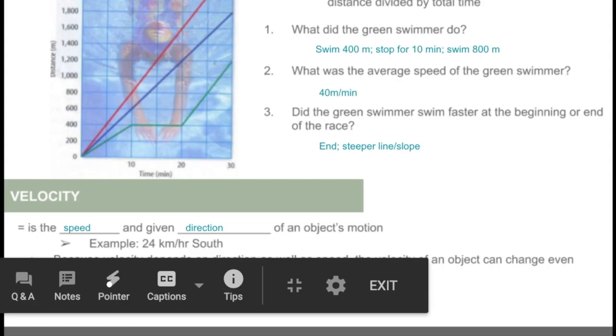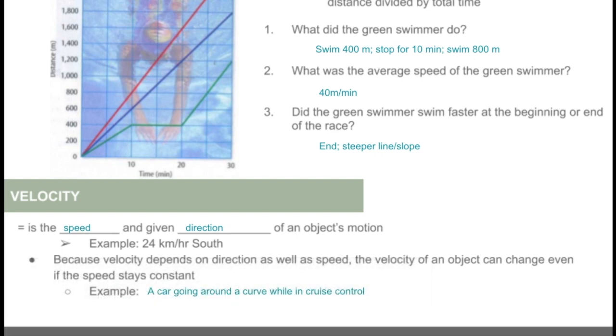Moving on to velocity. Velocity is the speed and given direction of an object. It's very similar to speed, except that it has direction. Kind of like how we talked about distance and displacement: distance just has a quantity, whereas displacement has both the quantity and the direction.